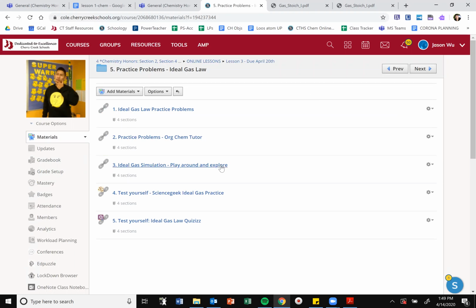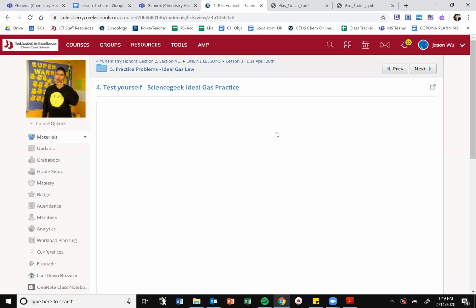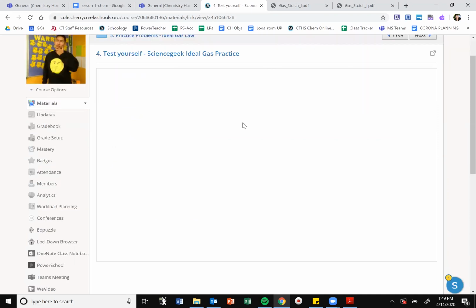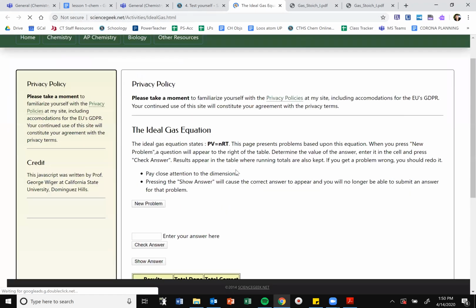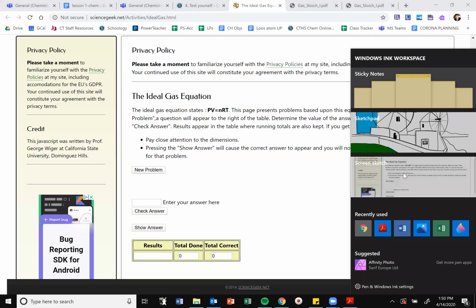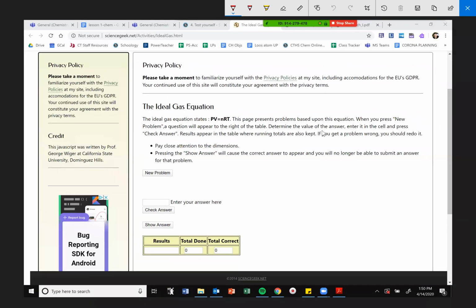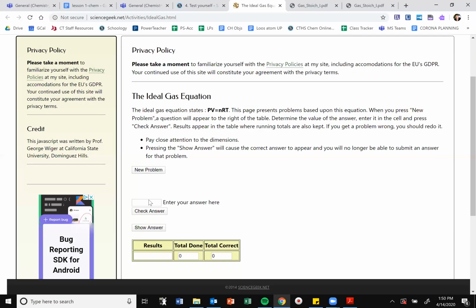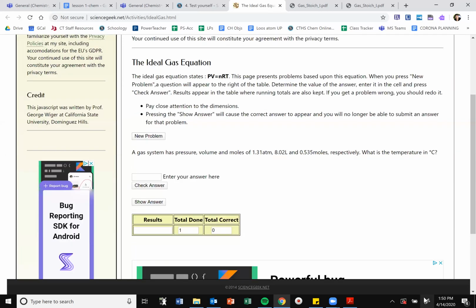How do these practice problems work? Well, there are some videos that walk through the practice problems, but there's really two types of practice problems. One is like what you'll find with this Science Geek ideal gas practice. Now notice that it doesn't really pop up for me, so I'm going to click this button to help it pop out. All of these questions, and this is one quiz that you'll see, use the equation PV equals nRT.